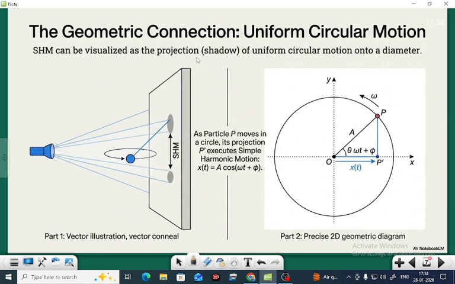Now we'll go to the next thing, the geometric connection: uniform circular motion. SHM can be visualized as the projection, the shadow, of uniform circular motion onto a diameter. Here you see that this one is simple harmonic motion. Vector illustration: as particle P moves in a circle, its projection P dash executes simple harmonic motion, or x(t) is equal to A cos(omega t plus phi). Precise 2D geometric diagram.